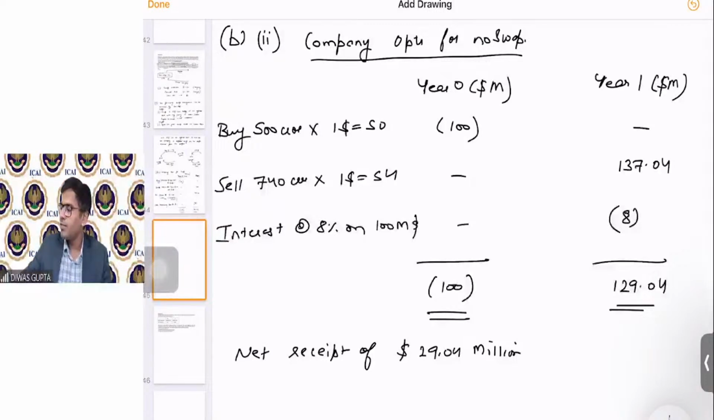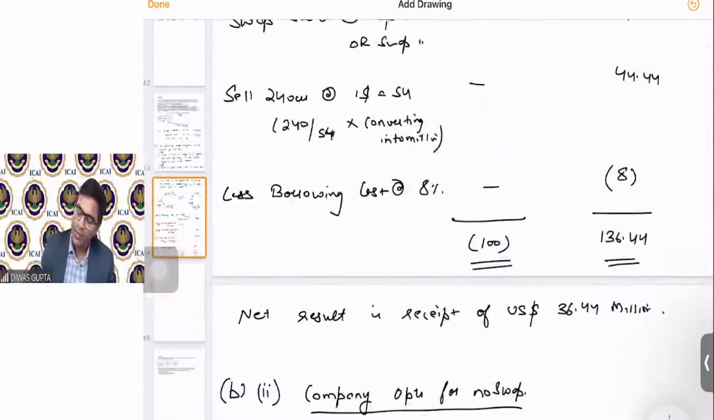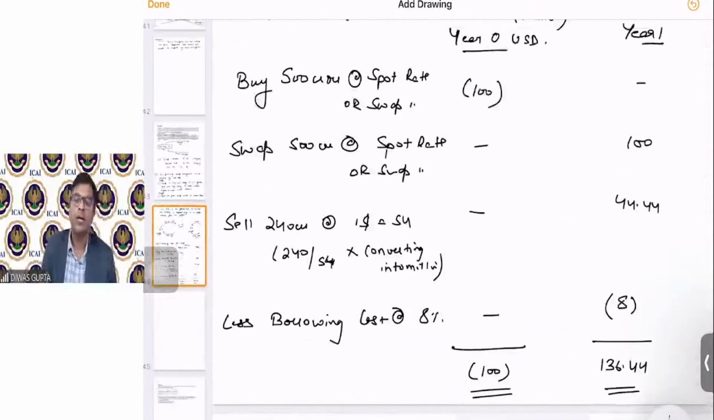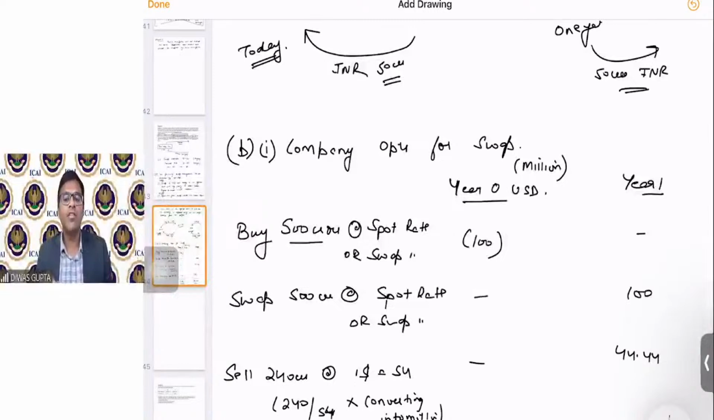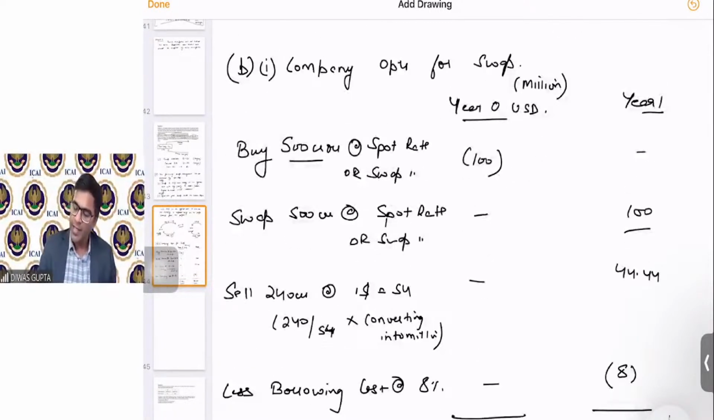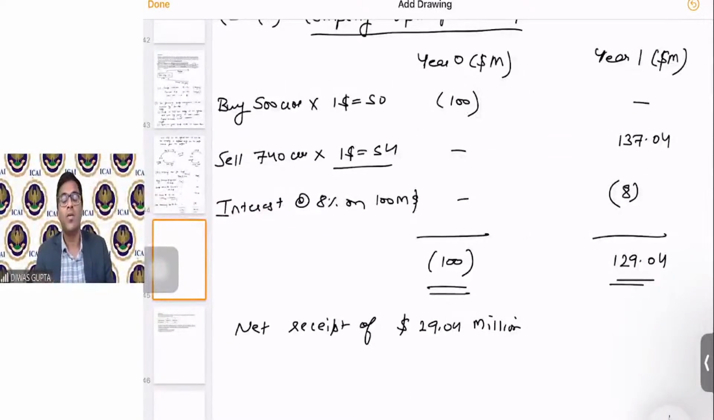Prashant is saying why we receive 100 after 1 year. Prashant, because this is what swap is doing. Swap is giving $100 million today, and under this swap we will receive $100 million 1 year from now, which is this. Okay, this is the arrangement under swap. Had we not done any swap, then we will receive basis the existing exchange rate, whatever is operating at that point of time.